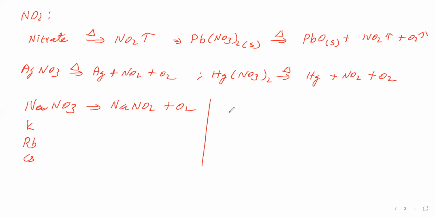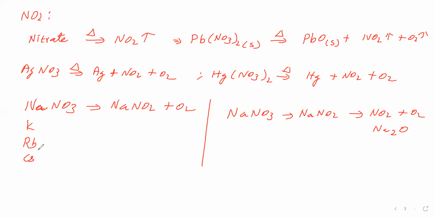But on strong heating, this NaNO2 decomposes to give NO2, O2, and Na2O. So on strong heating, sodium nitrate also gives sodium oxide, NO2, and O2. Normal heating means nitrate is converting into nitrite for sodium, potassium, rubidium, and cesium.